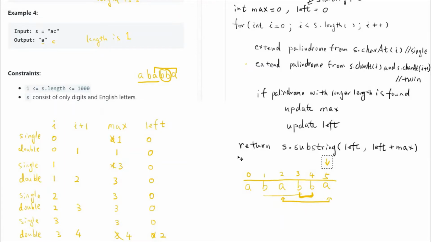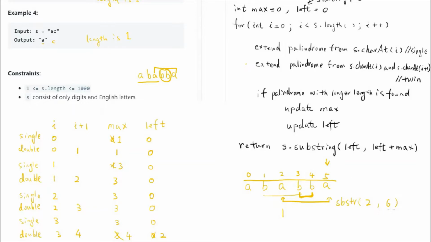Once we exit the for loop, then we will return the substring. Our substring is from 2, so the end index is left plus max. So we are going to return substring as 2, 6.